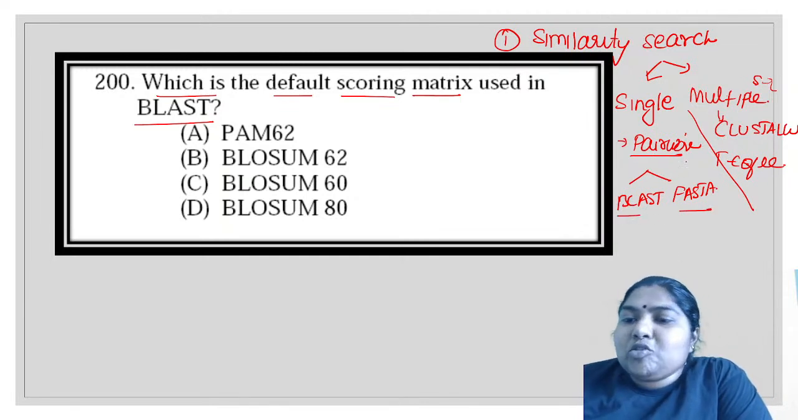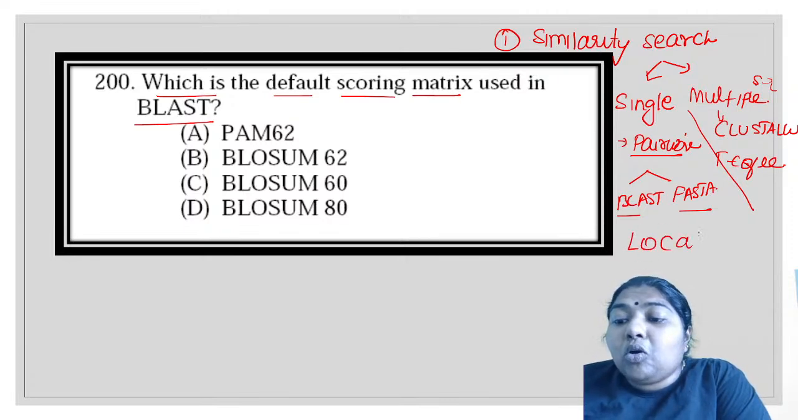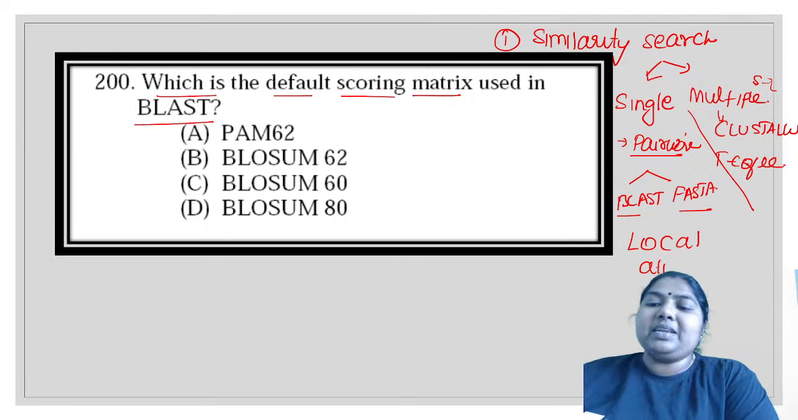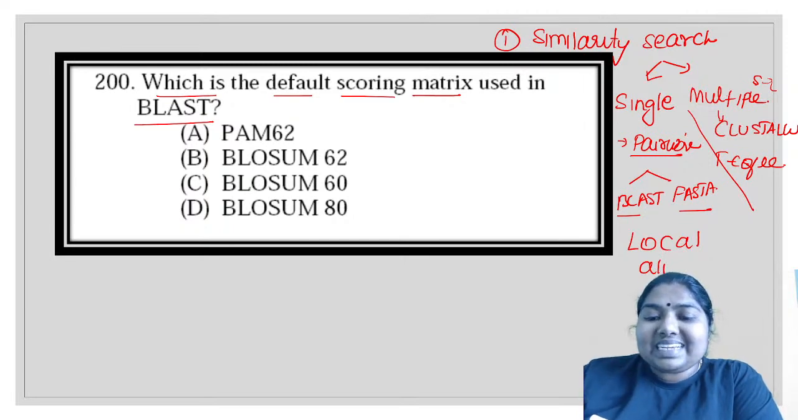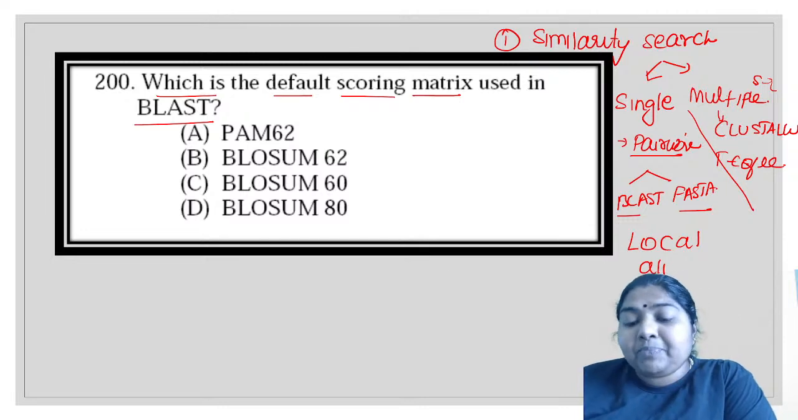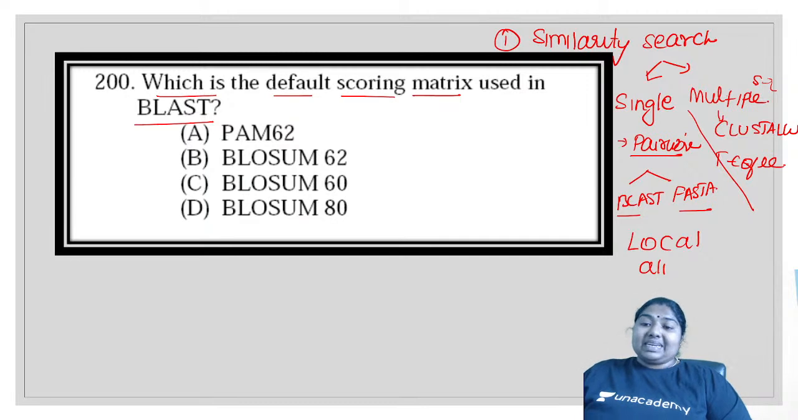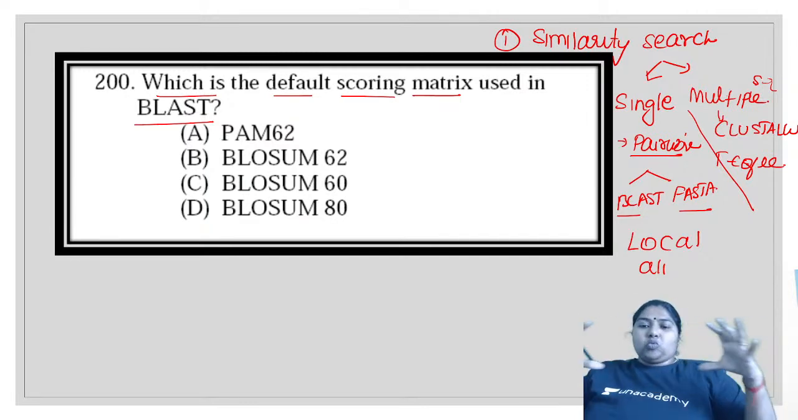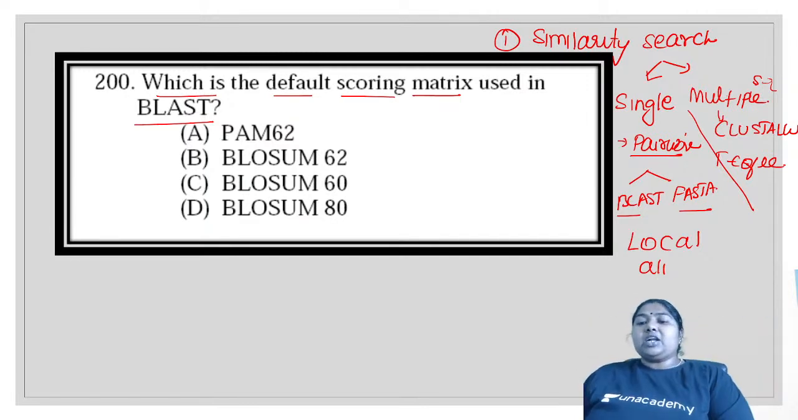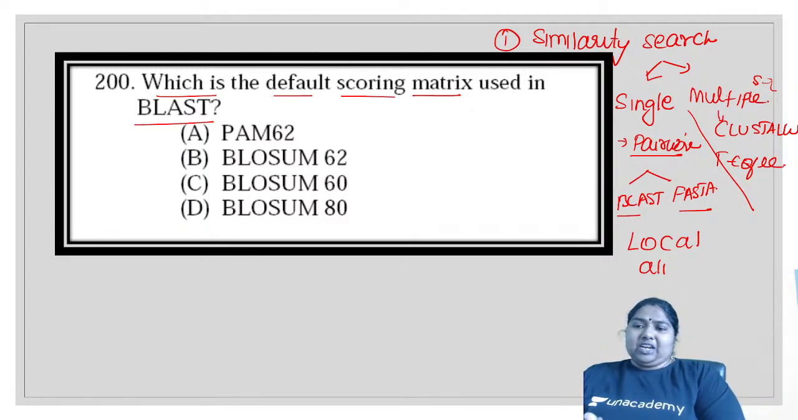Usually this pairwise alignment follows a local alignment. What do you mean by local? You just compare at your basic level, at a minimum level. That is what is called a local alignment. But when you extend it throughout, then it becomes a global alignment. So this is the major difference between local and global.